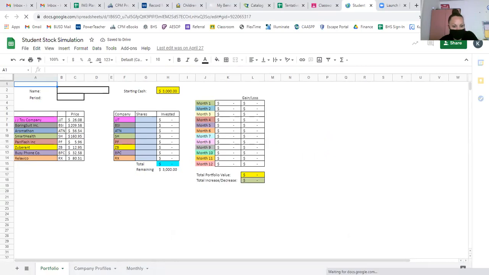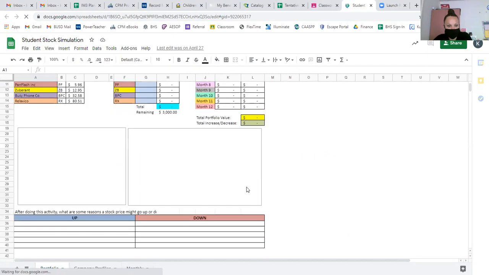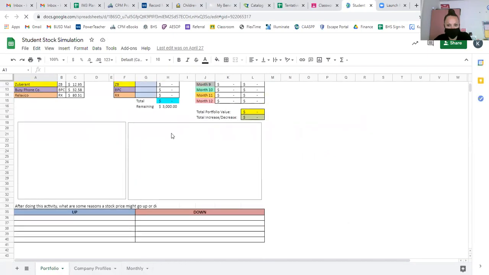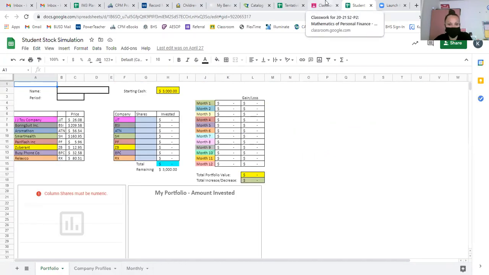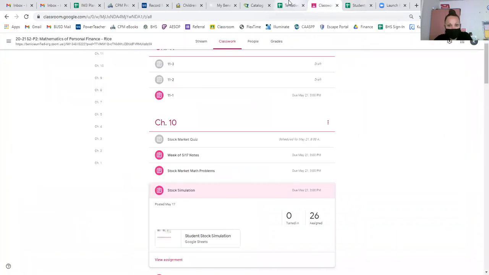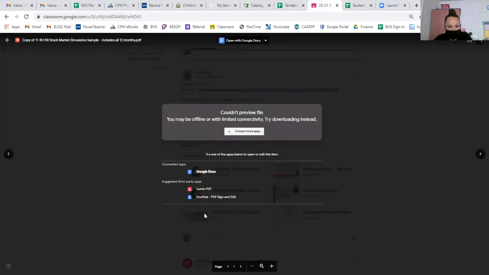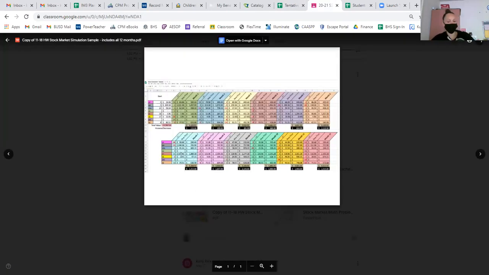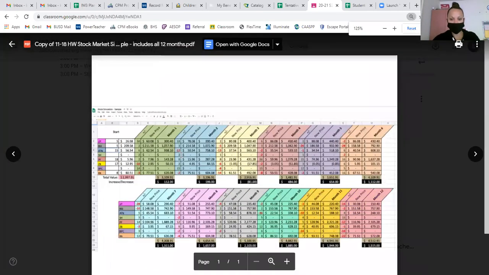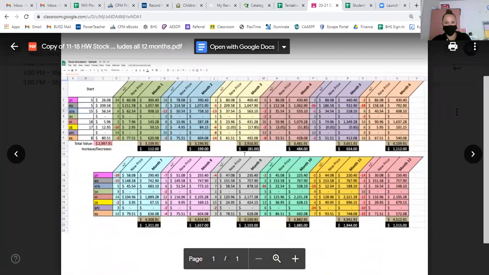So you have your portfolio, the company profiles, and monthly when it loads. I thought there was something in there. Okay, so you're all going to make your copy of that. When you get to the end, I just want to show you, it will look, so this is really hard to read, it's going to look something like this.